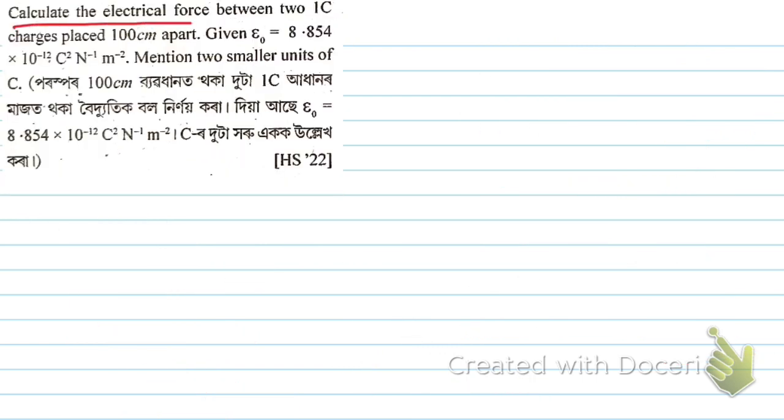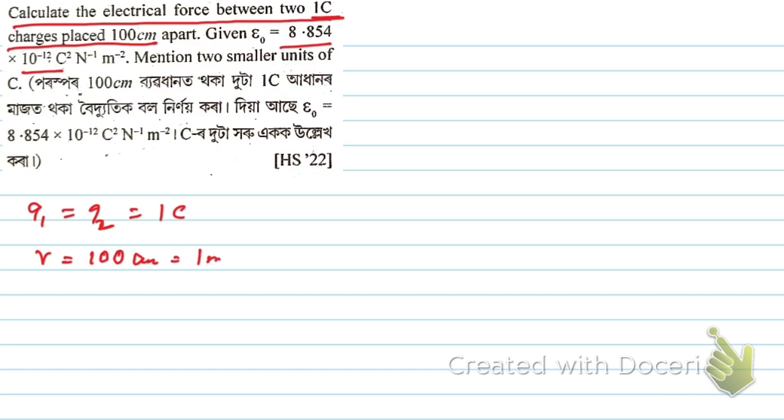Now you see, calculate the electric force between two charges, 1 coulomb charges, placed at 100 centimeter apart. The value of epsilon naught is given, that is 8.854 into 10 to the power minus 12, and let's find the electric force between 1 coulomb charges. So here Q1 and Q2 both are equal to 1 coulomb, and they are separated by a distance of 100 centimeter. That's going to be 1 meter, right? 100 centimeter is nothing but 1 meter, right?